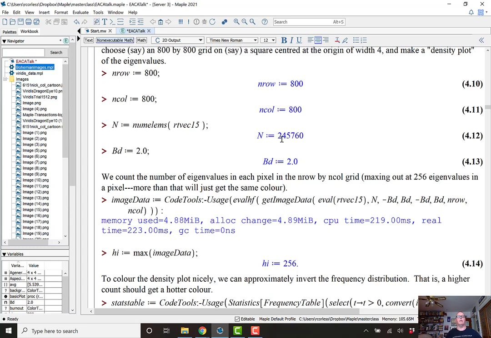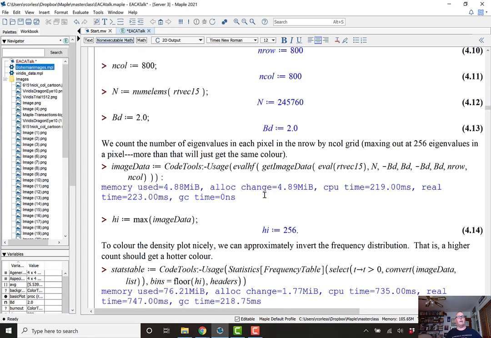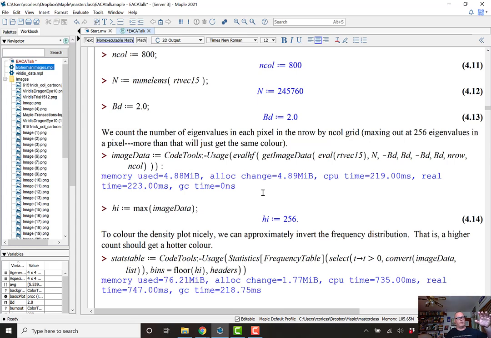What have we got? 245,760 different eigenvalues, and it walks through each one of those and decides which box to put a count in, so it increases the count of whatever box it lands in. And I maxed out the count at 256 because I'm only going to color it with 256 colors at most. All right, so the maximum count in the image data actually reached the maximum, so I don't know how much more than 256 it was, but we have at least 256.